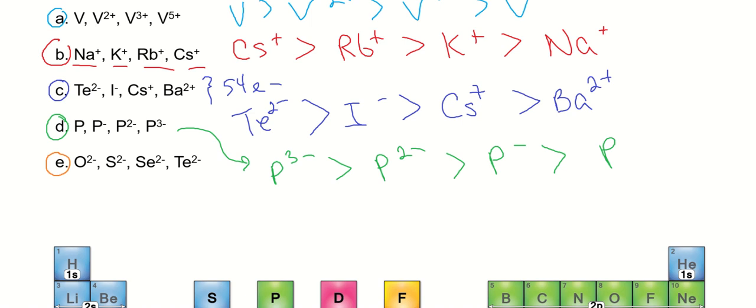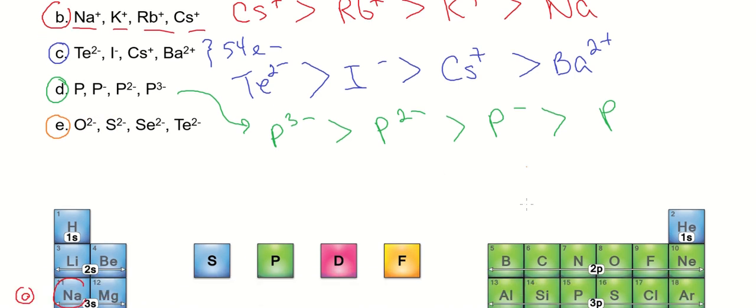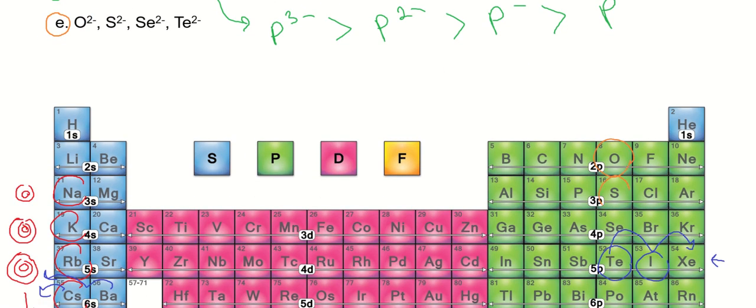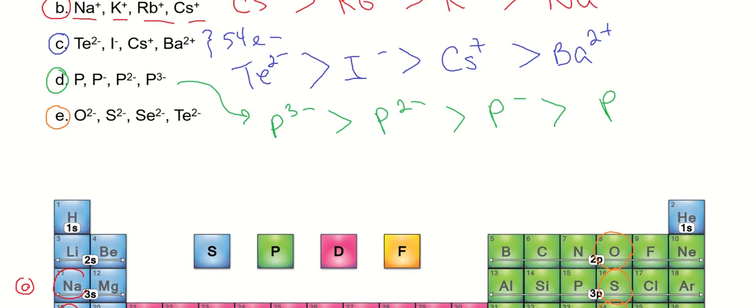Here we're given all 2 negative, so they're probably all just in the same group. So let's go to oxygen, sulfur, selenium, and tellurium. Again, group periodic trends are easy. As you go down, they get larger. And oxygen, because it only has 2 energy levels of electrons, the oxide anion is going to be the smallest.